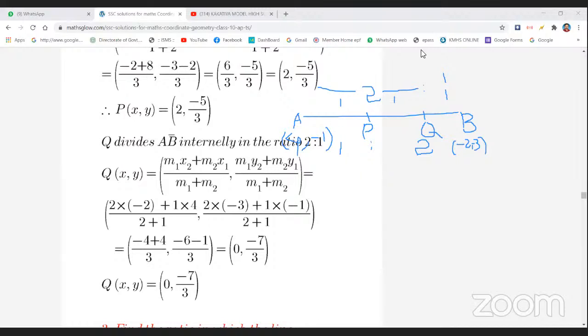Find the ratio in which the line segment joining the points (3, 10) and (6, minus 8) is divided by (minus 1, 6). So this is the third problem.